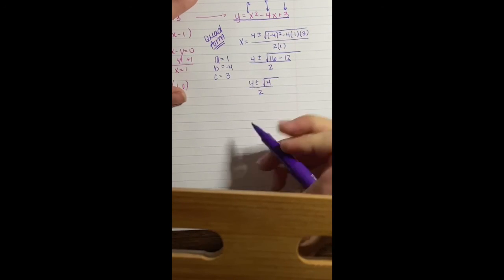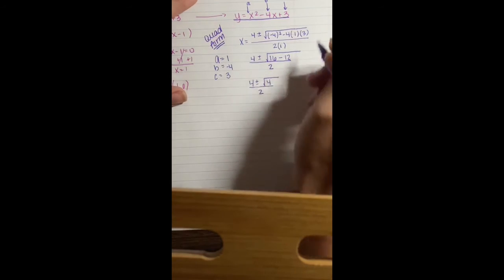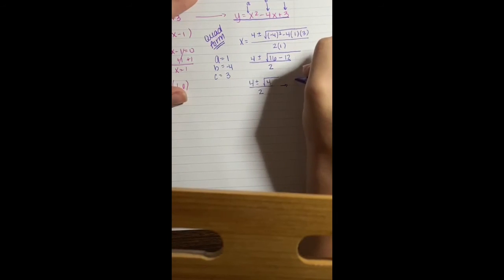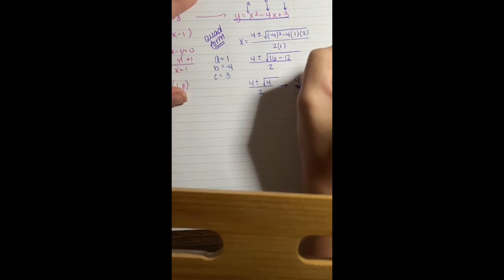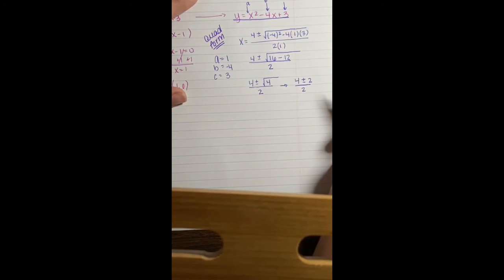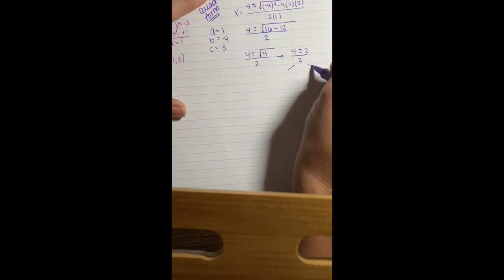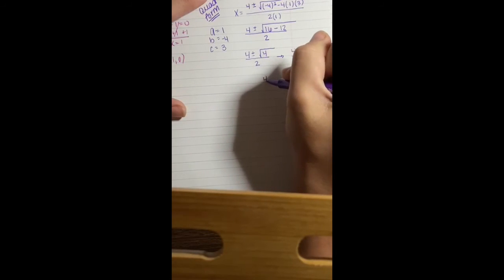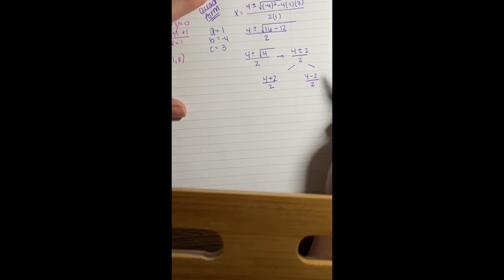We're going to simplify this even further. We know that the square root of 4 is a perfect square. So that gives me 4 plus or minus the square root of 4, which is 2, all divided by 2. Now, this creates 2 different equations for us. We have 4 plus 2 divided by 2, because we have the plus or minus. We also have 4 minus 2 divided by 2.